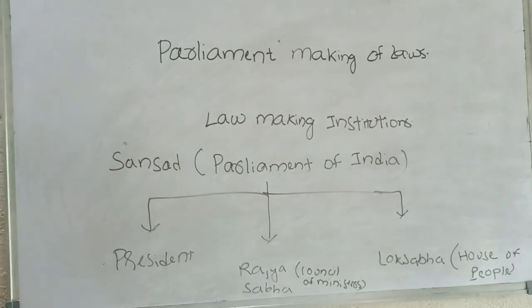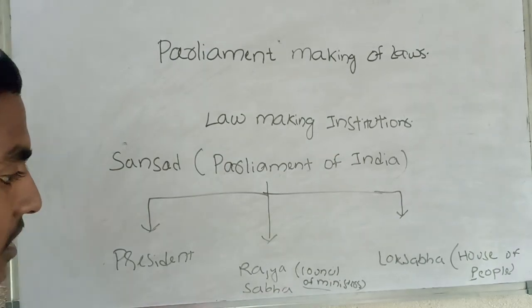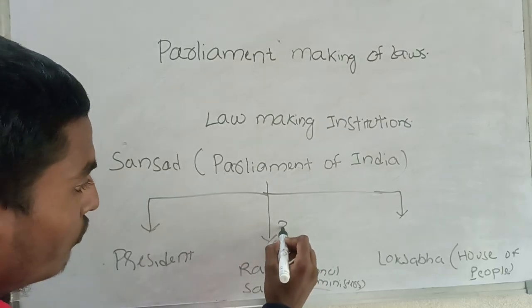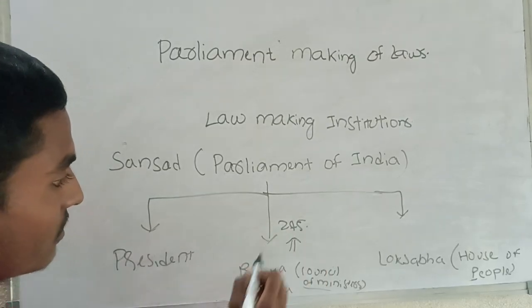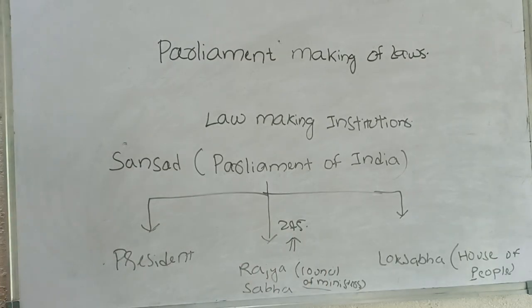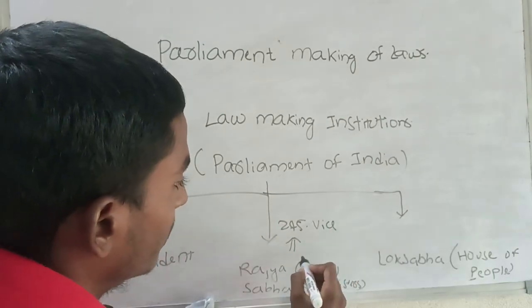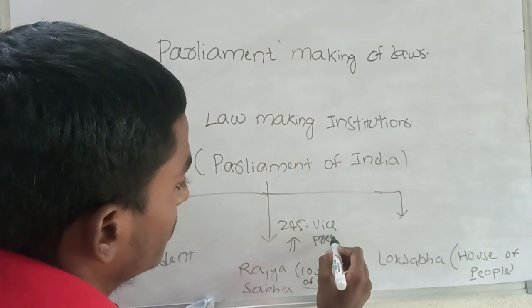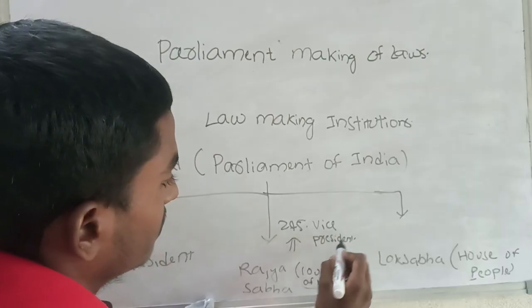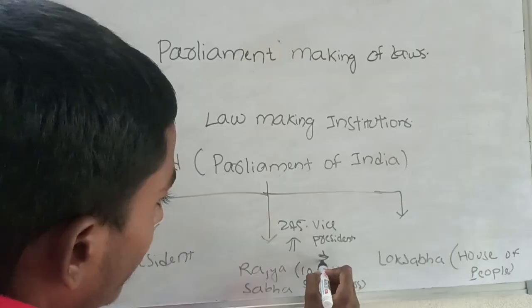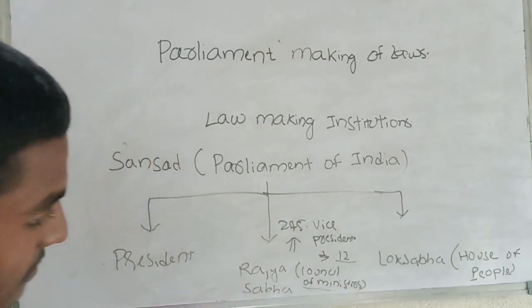So Rajya Sabha consists of 245 seats, and it is controlled by the Vice President of our India. Among these, 12 members are nominated by the President.